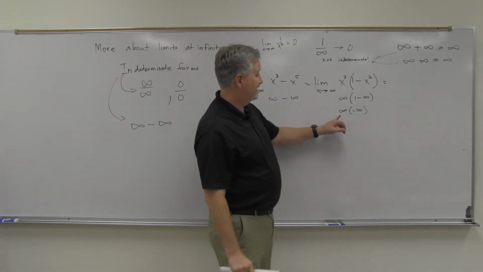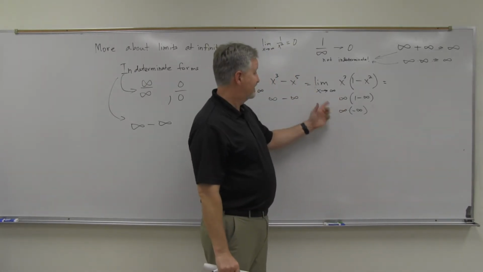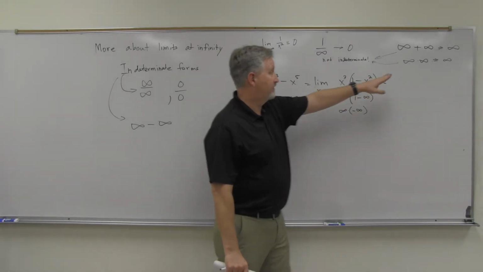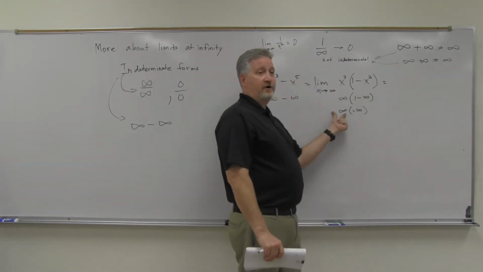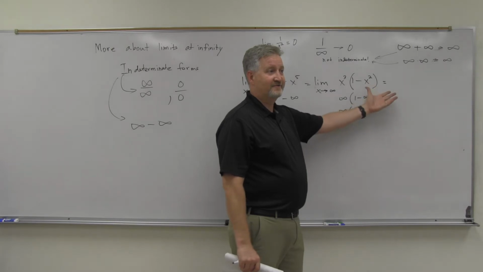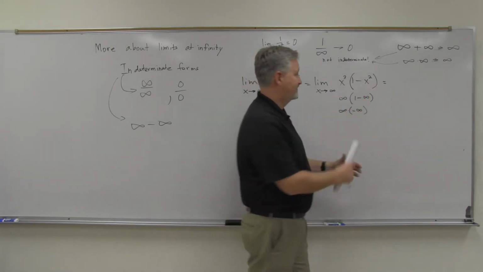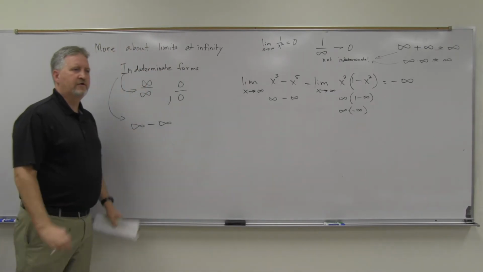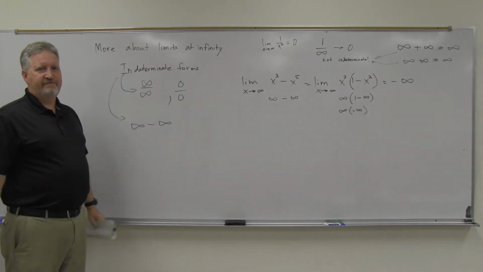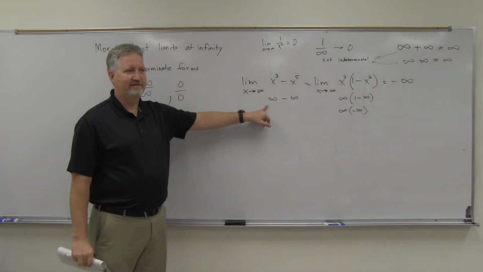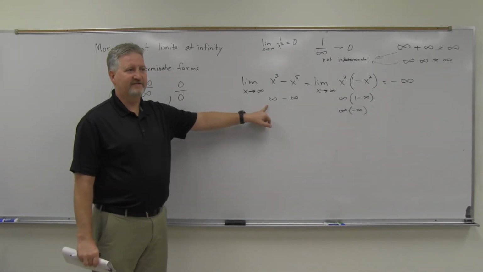That's no longer indeterminate, is it? Because now I have infinity times negative infinity. It's a little adjustment here, but I've got a large number times a large negative number. What is that going to give me? A large negative number, isn't it? Negative infinity. Okay, so sometimes you can do a little factoring and get away from this infinity minus infinity, which is indeterminate.